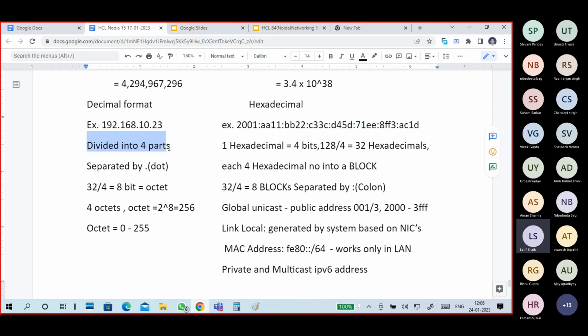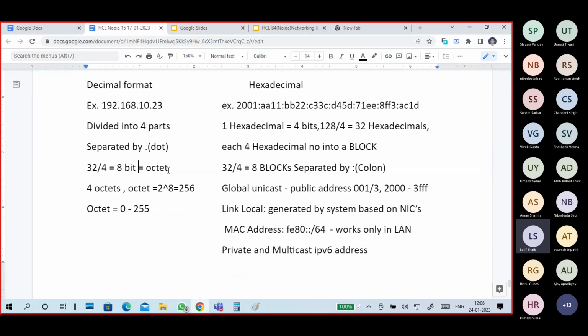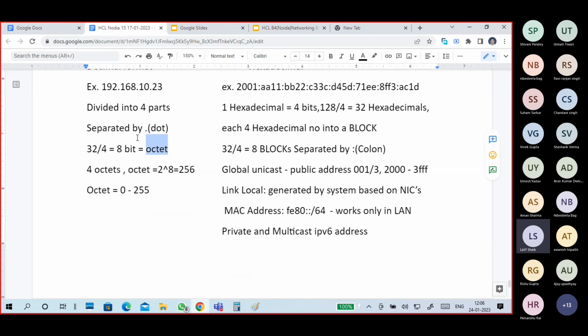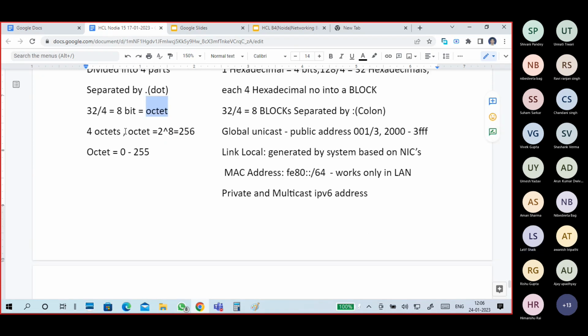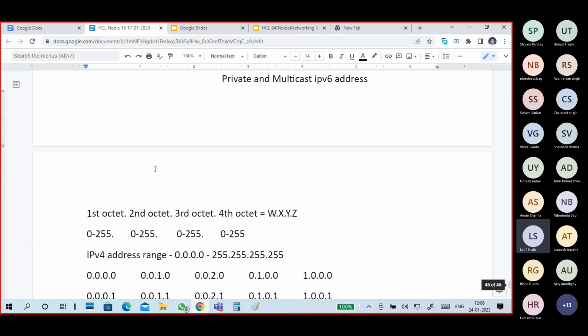IPv4 is divided into 4 parts, 32 by 4, 8 bits each. These are 8 bits, we call it an octet. Each octet is separated by a dot. So 192.168.10.23, like that you have to read it. Not point, guys, it is dot. Each octet's size is 256, so the range is 0 to 255.